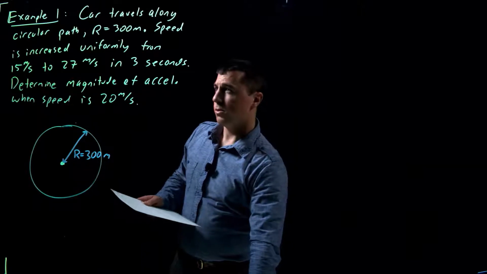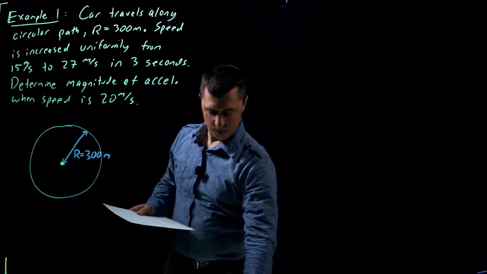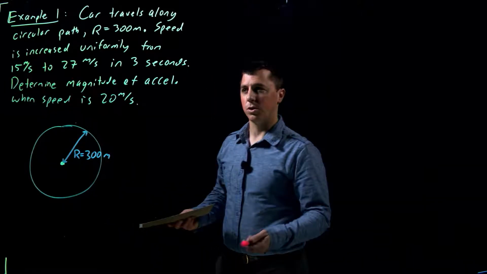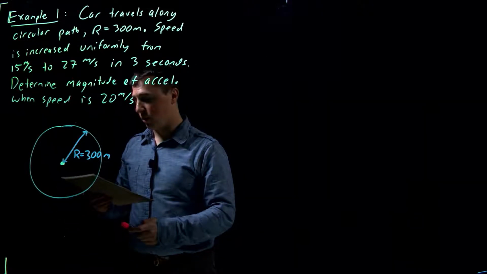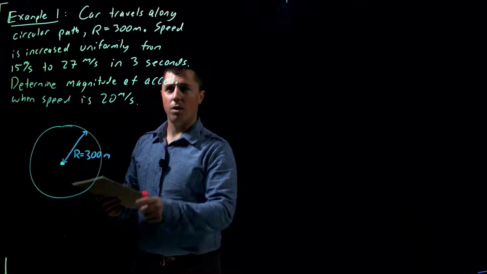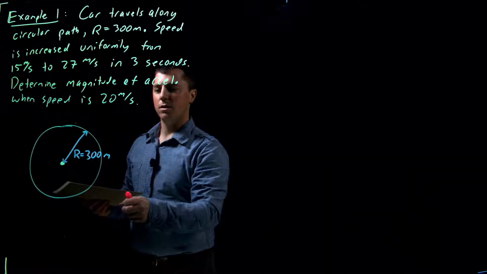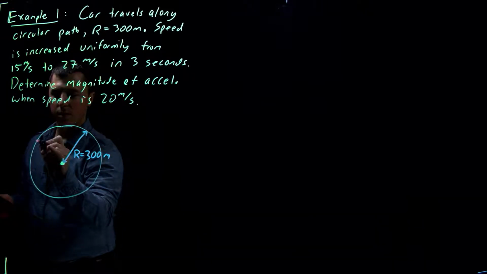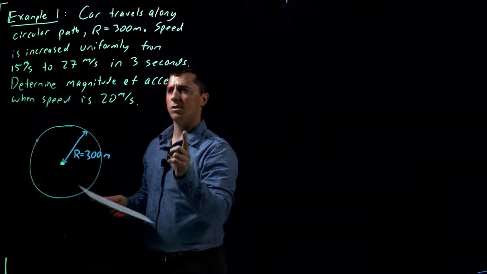Okay, so in this first example here, where we're describing kinematics, describing motion, doing kinematics in natural coordinates, we have a car traveling in a circular path, right? So this is the path of the car. And then, well, let's see, it's increasing its speed.